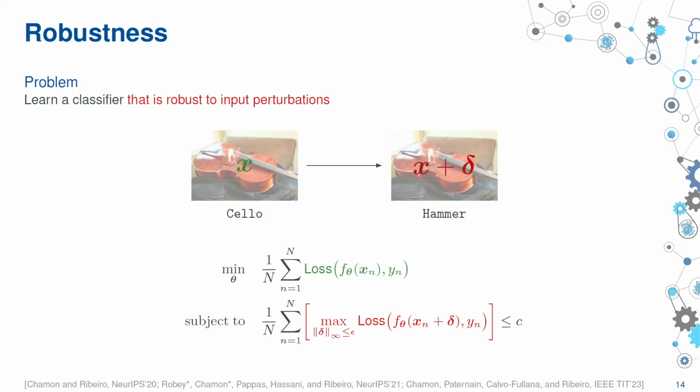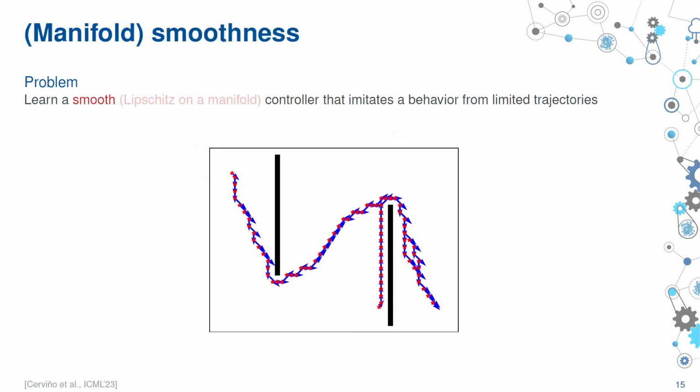This idea of worst-case optimization also pops up in other problems that are related to robustness, but not exactly. For example, in the problem of learning a smooth controller that imitates another policy based on a limited number of trajectories. So what I want to do here is essentially look at pairs of states and actions that I know are good, and I want to imitate that controller. I want to learn to reproduce that.